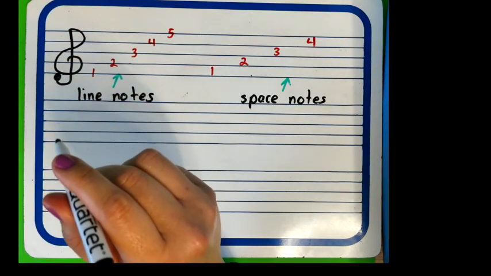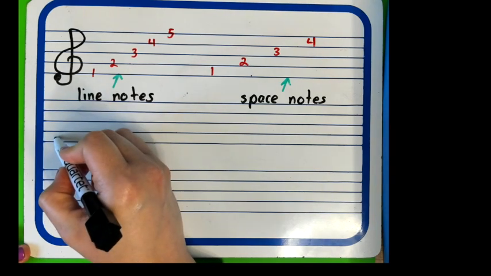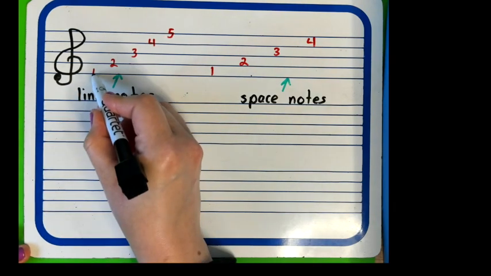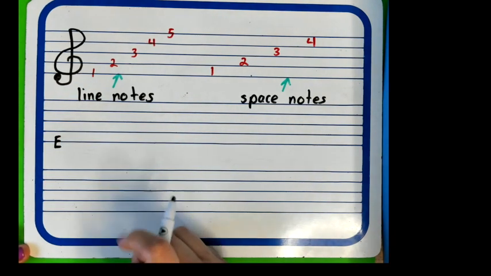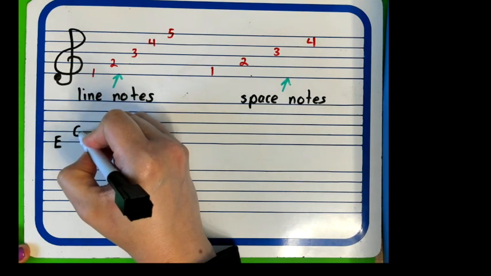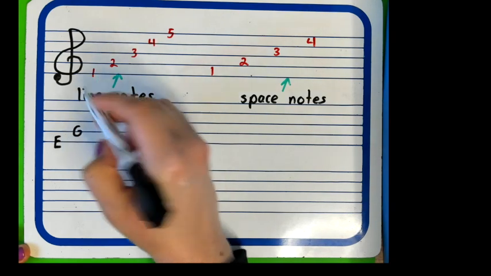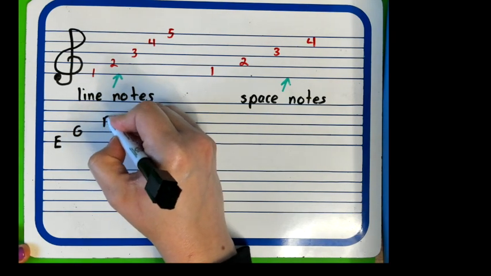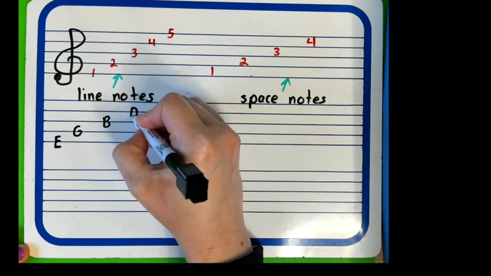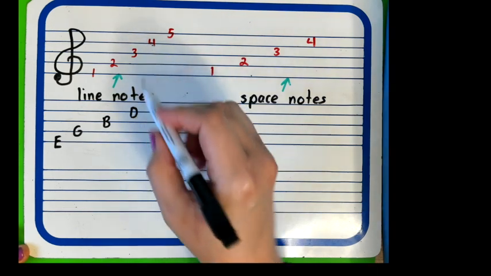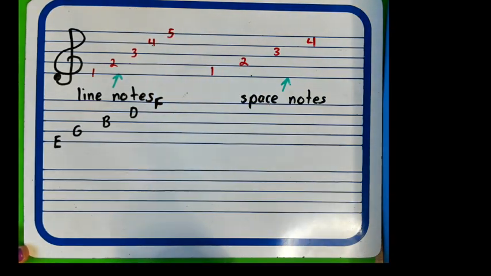So someone somewhere decided that line number 1, right? So we're going to start here at the bottom, just like this one right here. Line number 1 is an E. Line number 2 is a G. Line number 3 is a B, just like this one right here. Line number 4 is a D, just like this one here. And line number 5 is an F, just like this one on top here.